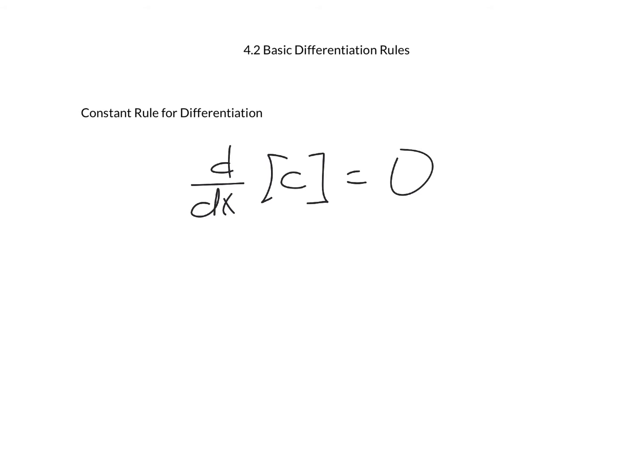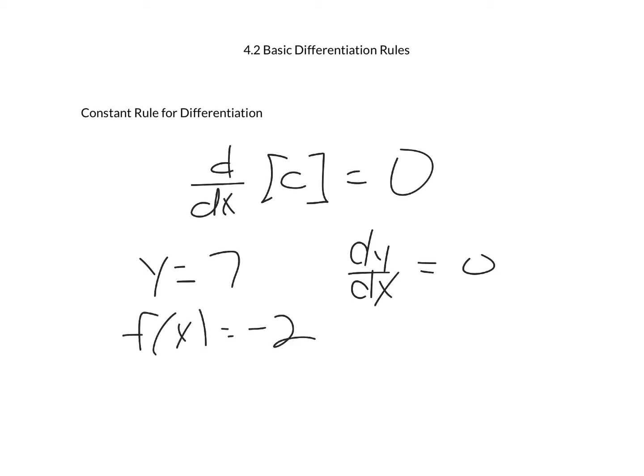There's a proof in your book on page 273. If you want to look at it, have at it. We'll do a quick example. Let's say we have the function y equals 7. Its derivative, dy over dx, is equal to 0. If we have f of x equals -2, we can say f prime of x is equal to 0. We could do this all day with different constants, different numbers. The derivative of it will always be 0.